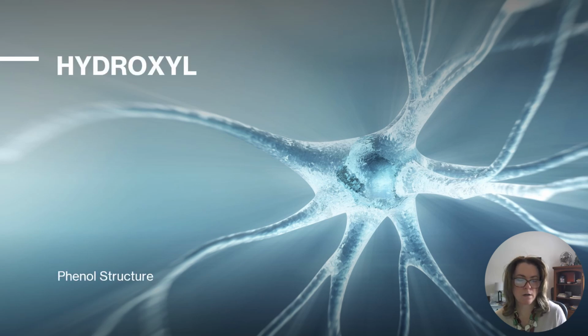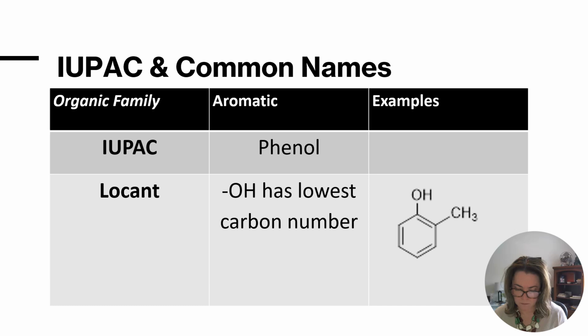Okay, so now we are on to our last hydroxyl structure, and that would be the phenol. As a reminder, our phenol is an aromatic, so it is a benzene ring with an OH. When there are substituents, so let me back myself up here. Just as a reminder, that phenol is going to look like this.